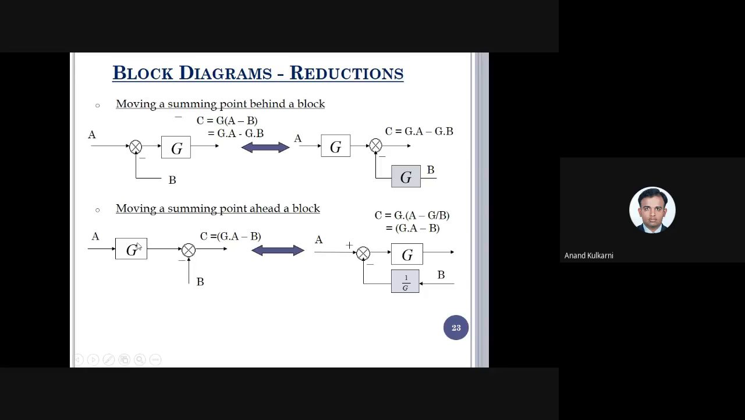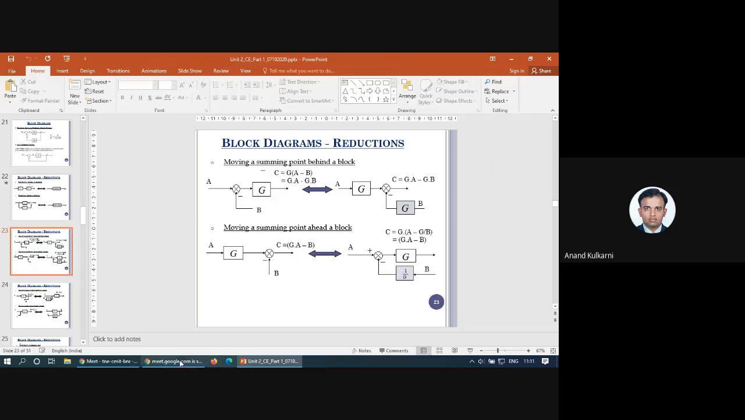Whenever the summing point is moving front, it is multiplied. Whenever it is taken back, it is divided. How to understand whether it is doing this? When you are moving the summing point ahead, it will be multiplied. Whenever you are going behind, it is divided. Is it clear? Any doubts?